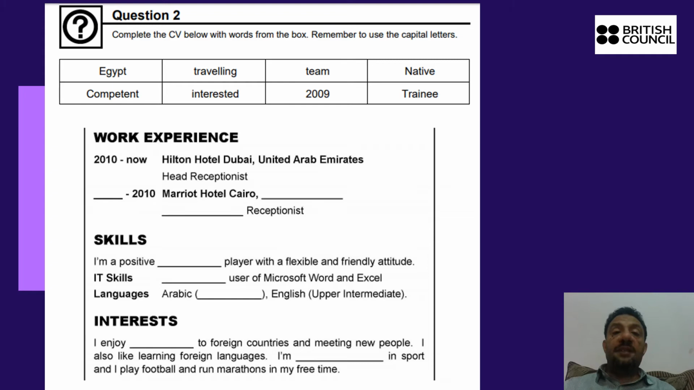Again, to help us check if we understand the words of a CV and how to write a CV, here we have another example CV. You have some gaps and you have some words in the box at the top. You need to try to put these words in the correct gap. Again, pause the video, try to do it, and then look at the answers in the next slide.